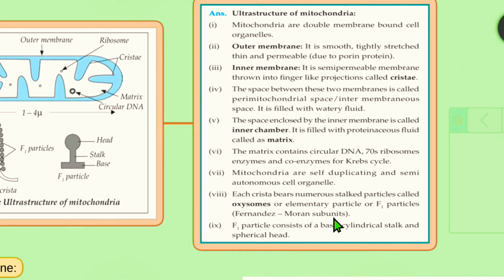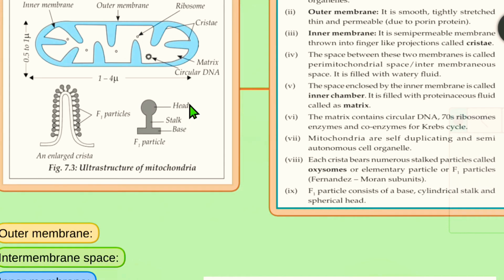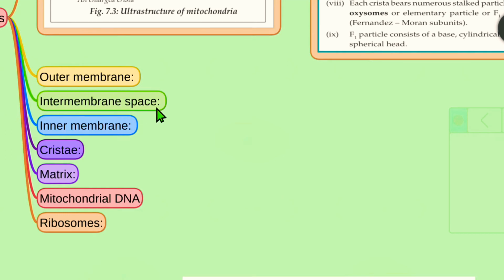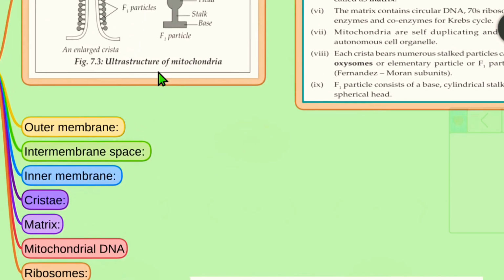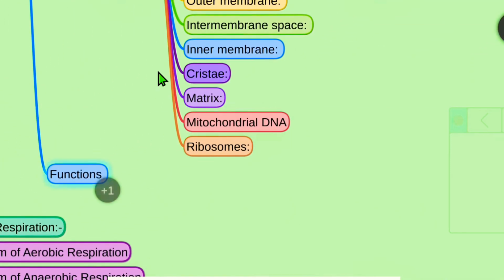Also called Fernandez-Moran subunits. The F1 particle consists of the lower base, the middle cylindrical stalk, and the upper spherical head. Here this is the base, this is the stalk, and this is the spherical head. And you'll see these are the outer membrane, intermembrane space, inner membrane, cristae, matrix, mitochondrial DNA and ribosome. One more part is the F1 particle. Go to the next. See here the functions of the mitochondria.